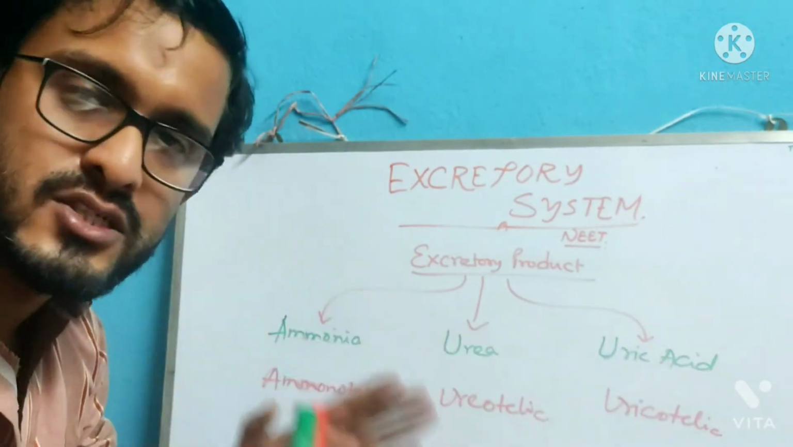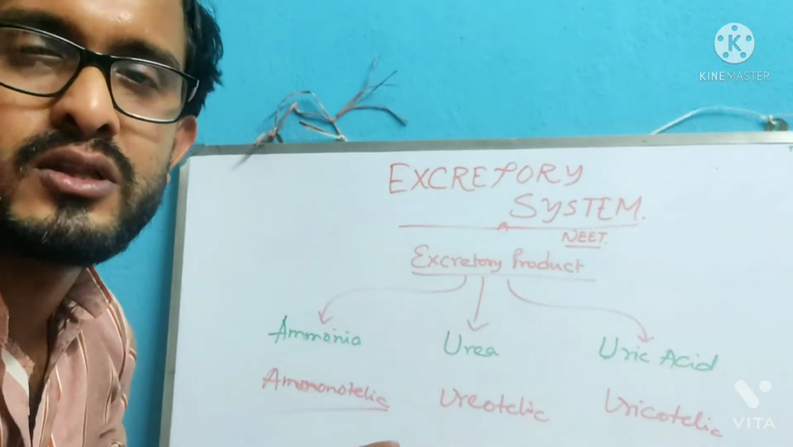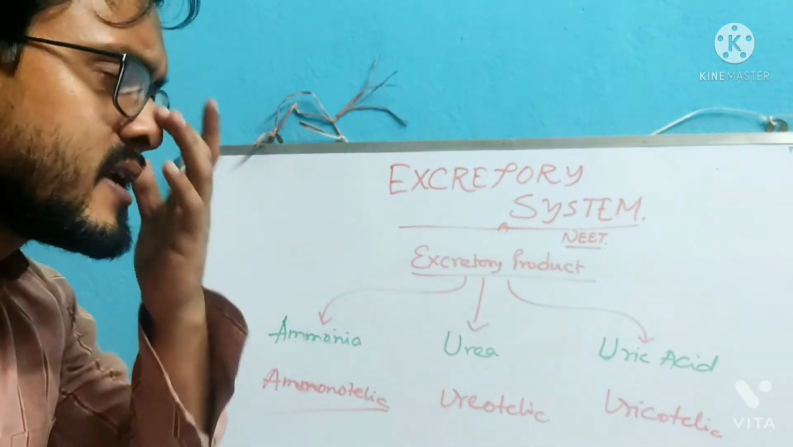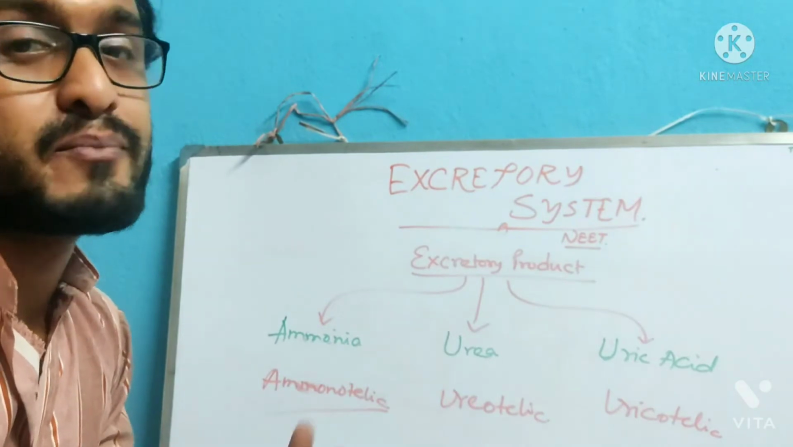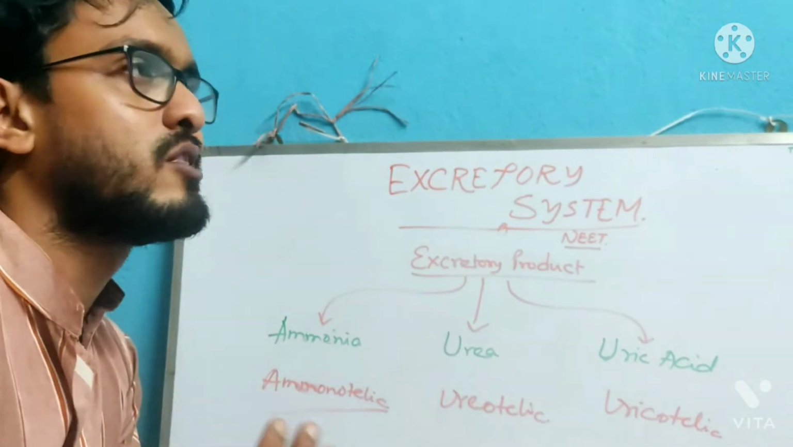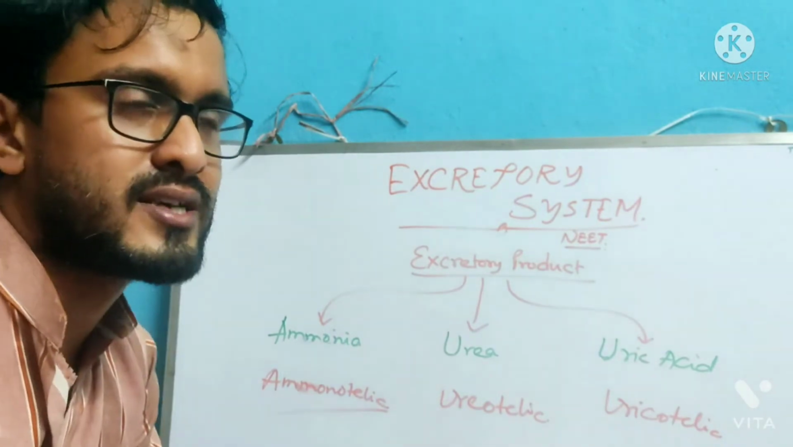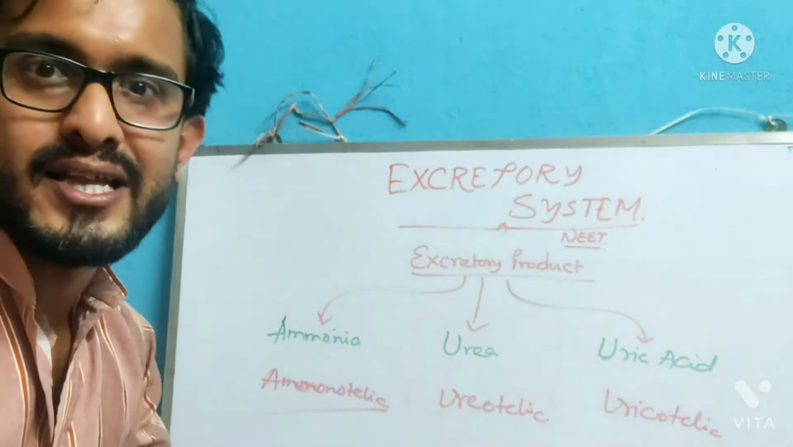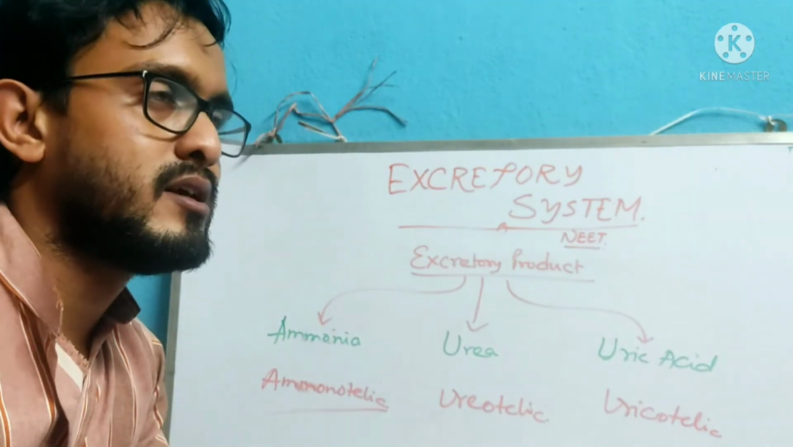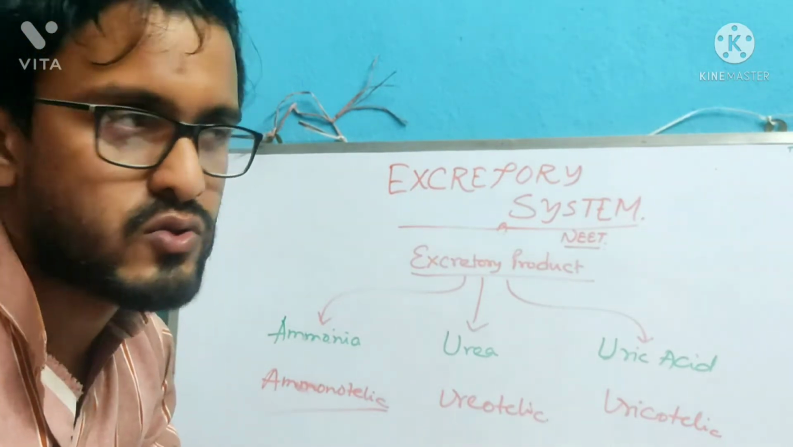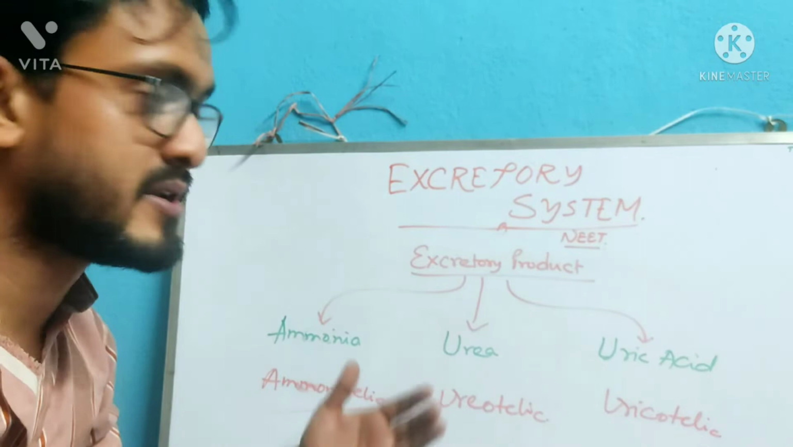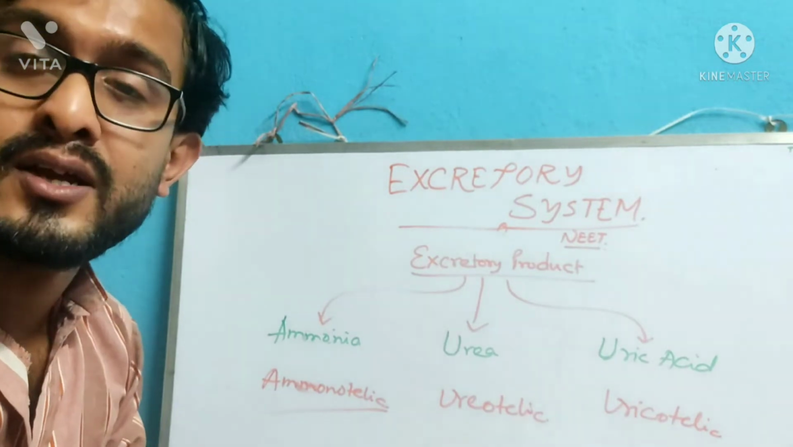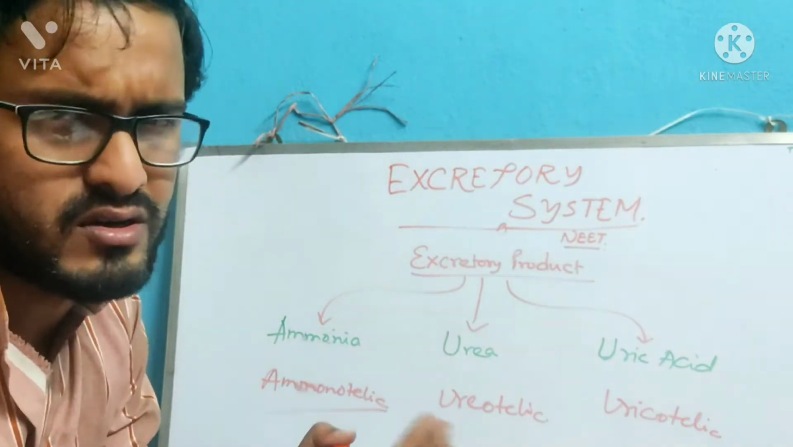Another one is uric acid. Uric acid is less toxic and very less soluble in water. So it can be stored in our body for a while. Like birds, they have to migrate a long distance and they cannot carry enough water, and reptiles of deserts also have a scarcity of water. So to retain water, they transform their excretory materials into uric acid, which saves water, and they can also store this material for a time.